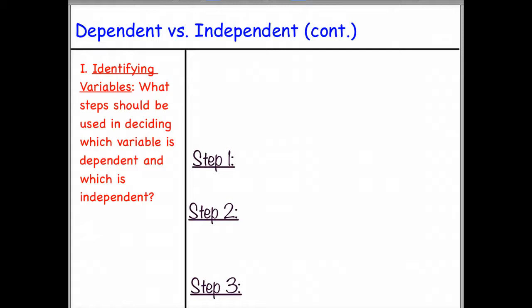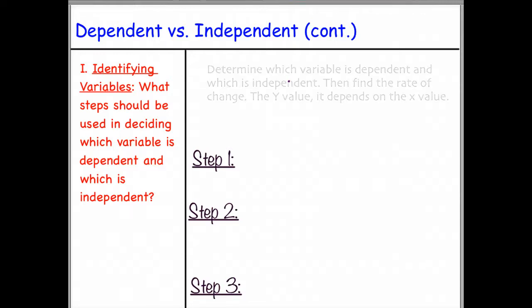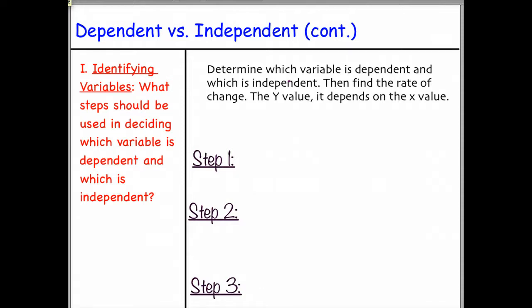So in this, we want to identify the different steps we're going to take to decide if our variables are dependent or independent. So in order to determine which variable is dependent and which is independent, you have to do that and then find the rate of change. So our first step, does A depend on B or does B depend on A? So we want to figure out which variable depends on the other.